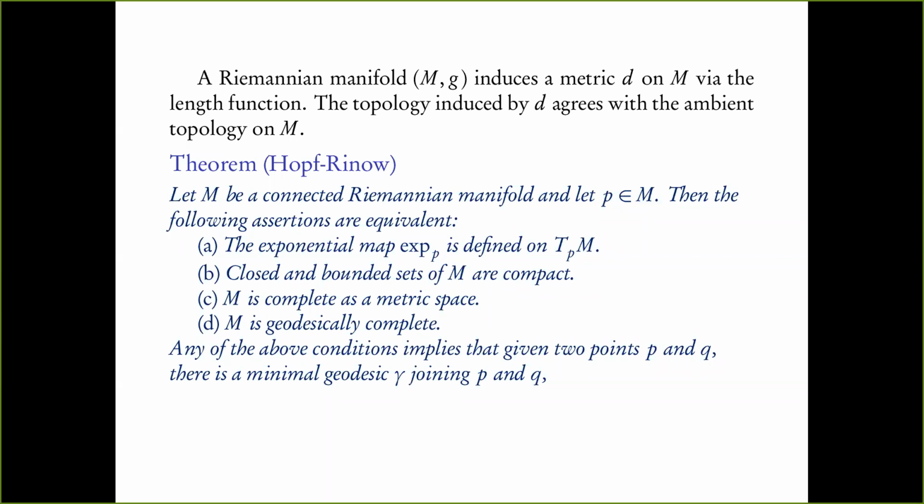It turns out that any one of these 4 equivalent conditions implies something nice. Given any 2 points P and Q, there is a minimal geodesic gamma joining P and Q, which means: first of all, gamma is a geodesic; secondly, gamma joins P to Q; and minimal means that the length of gamma is actually the distance between the 2 points.